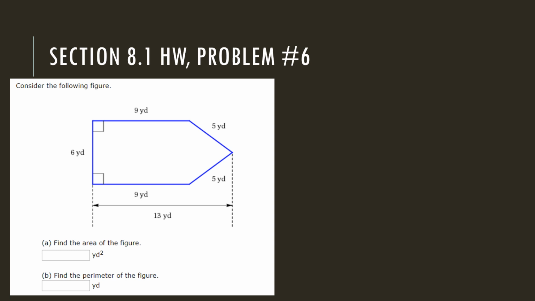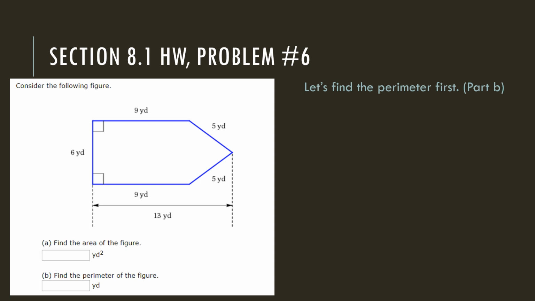Our last problem, this is a hybrid shape. This is straight off of the homework. This is problem number 6. And if I could be wrong, but I'm thinking you may have this exact same picture, but you may have slightly different numbers. This is called a hybrid shape because it's made up of 2 different shapes.